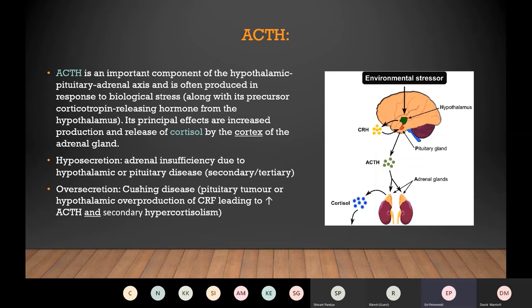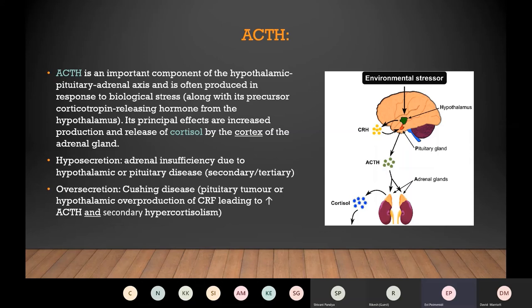Now, the second hormone that I would like to focus on is ACTH. It is an important component of the HPA axis. As was said in the previous presentation, it is produced in response to biological stress. Its principal effects are to increase the production and release of cortisol by the cortex of the adrenal glands. In syndromes of hyposecretion, we have adrenal insufficiency. If the disease is in the pituitary gland, then we're talking about secondary adrenal insufficiency. If the disease is due to hypothalamic lesions, then we're talking about tertiary adrenal insufficiency.